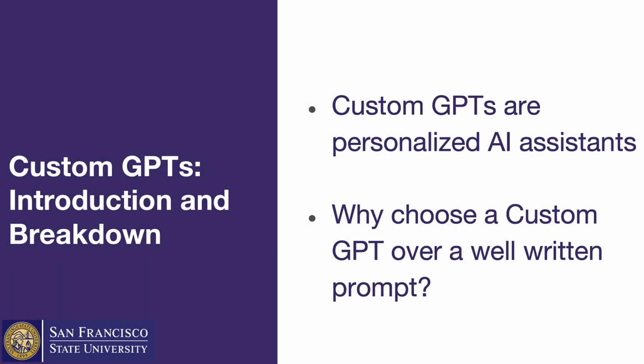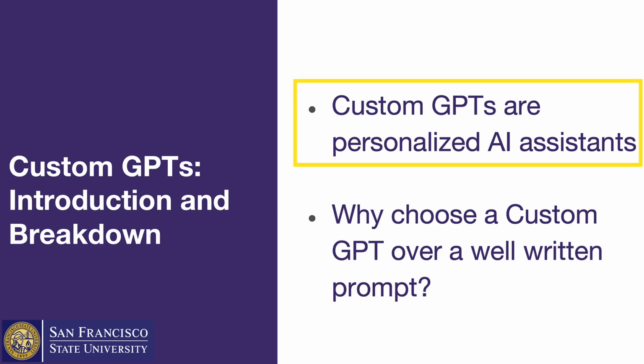Before we jump into the interface, let's briefly go over what custom GPTs are and why you might choose to use one instead of a well-structured prompt. Custom GPTs are personalized versions of ChatGPT that you can create without requiring any coding. You can set specific instructions, upload documents or links as custom knowledge, and enable or disable tools like web browsing or image generation. You can think of a custom GPT as an AI assistant tailored to a specific role, tone, or purpose, whether it's for teaching, administrative tasks, research, or creative work.